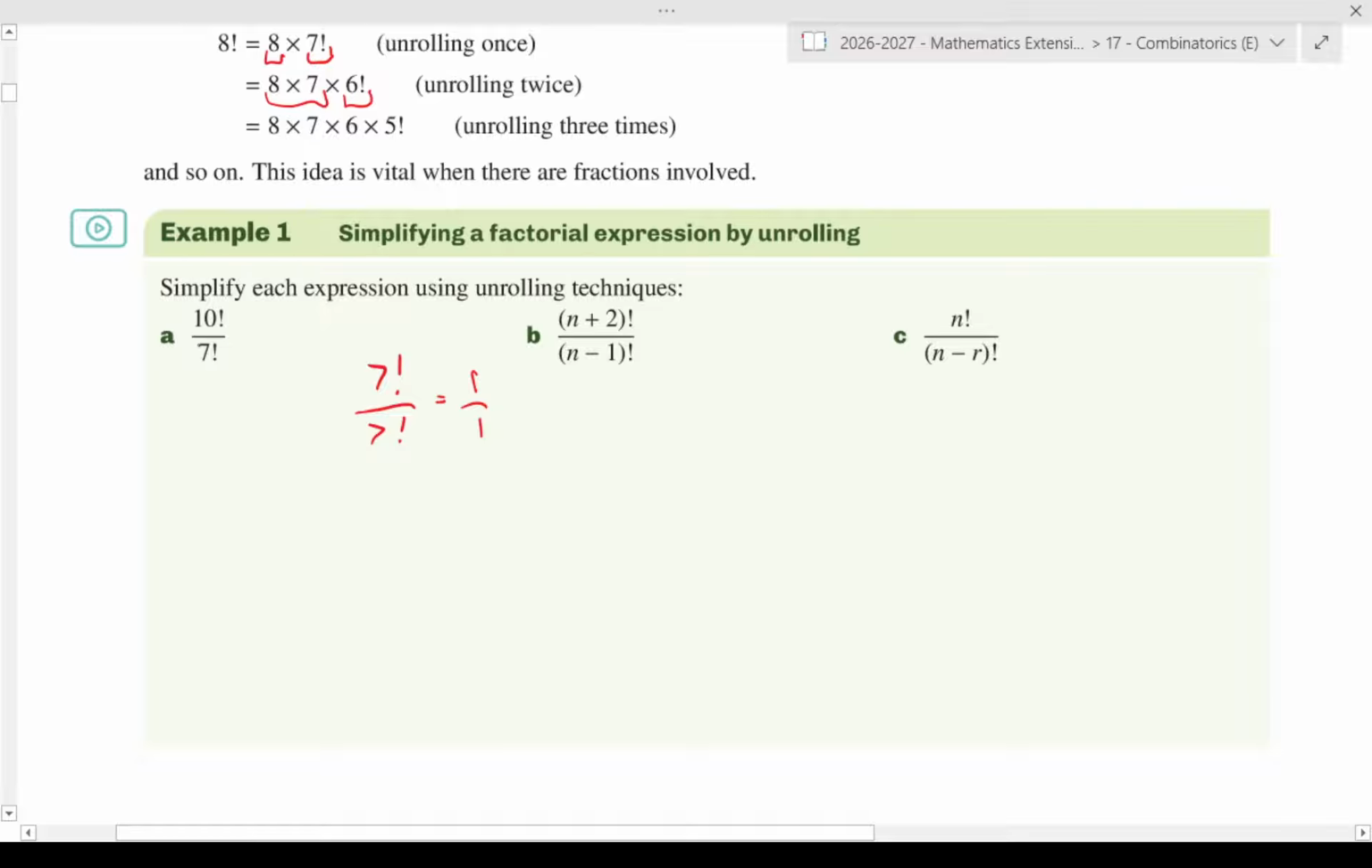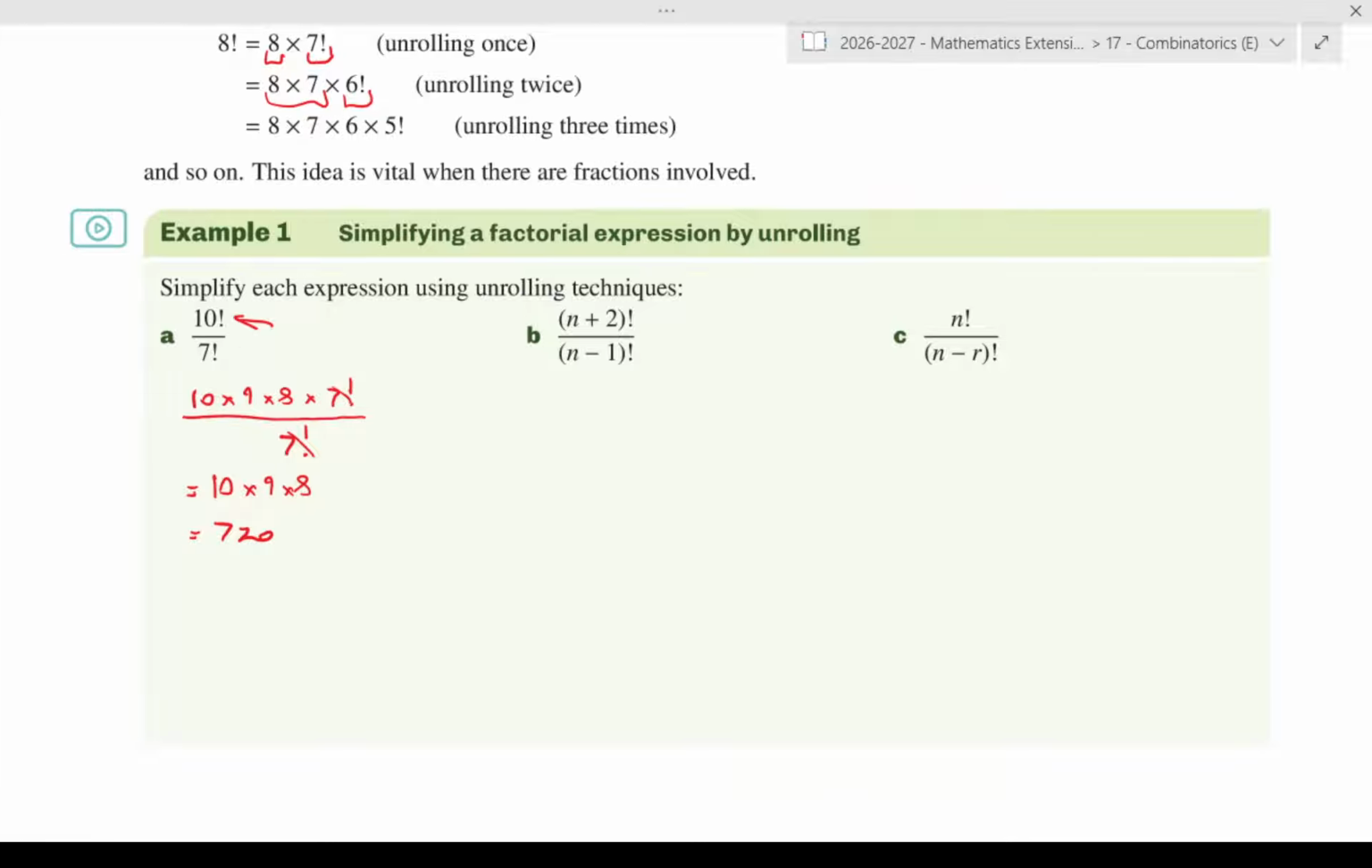So what we want to do is take this, specifically that bit, and convert it so that we can do that. So what do we got? We're going to have 10 times 9 times 8 times 7 factorial over 7 factorial. So that's going to bring us down. Those two cancel out. We end up with 1. So we're going to have 10 times 9 times 8, which equals 720. That's it. That's what we're doing. We're just taking it and making it so that we can simplify it. So that's one with numbers.